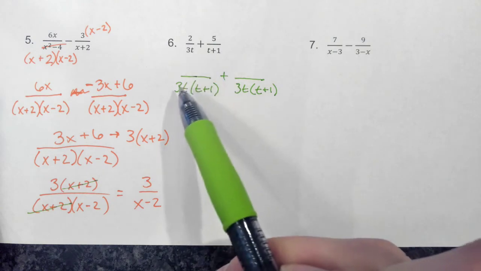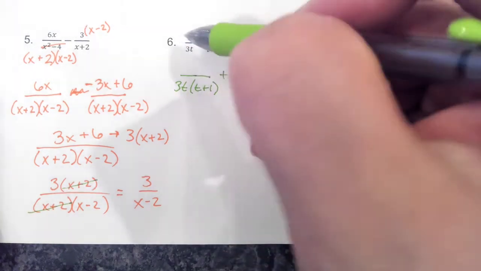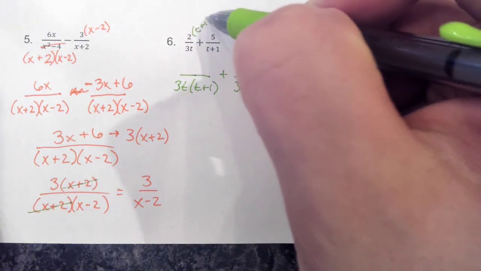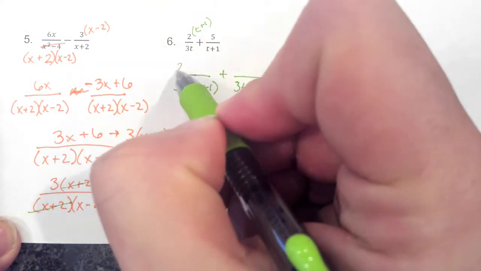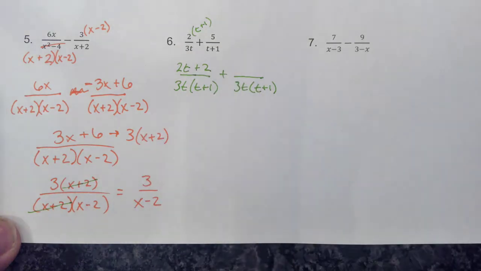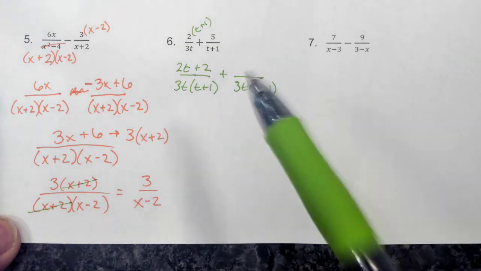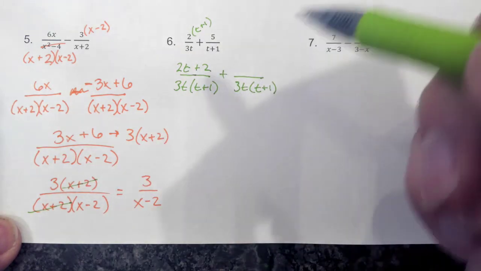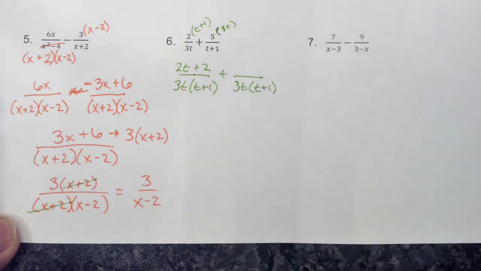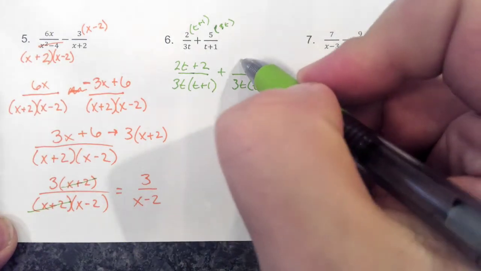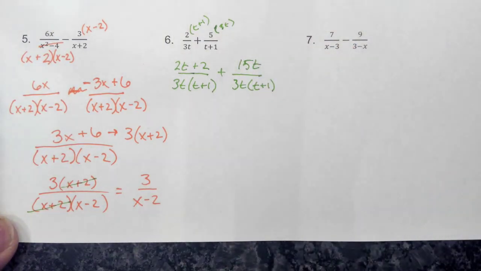So from 3t to 3t times t plus 1, clearly the t plus 1 is new. So the top needs to be multiplied by t plus 1. If you distribute that 2, it would be 2t plus 2. Second fraction, obviously the 3t is new. So the numerator needs to be multiplied by 3t. 5 times 3t gives me 15t.